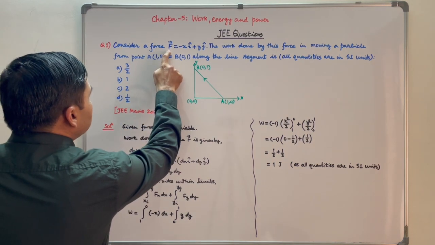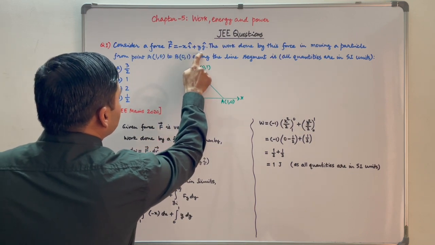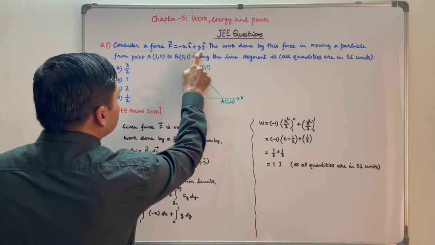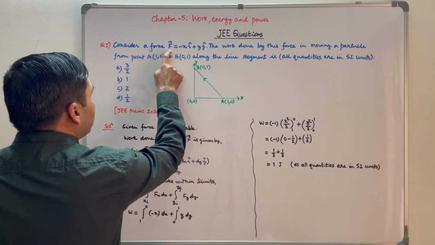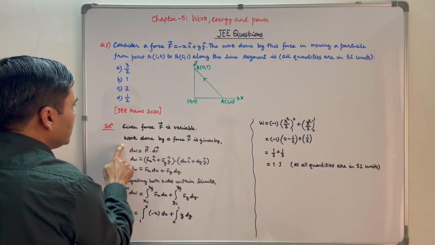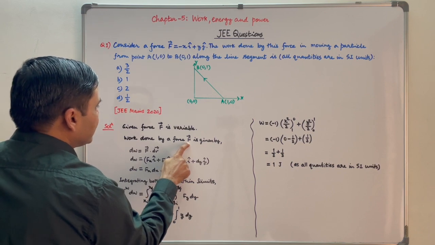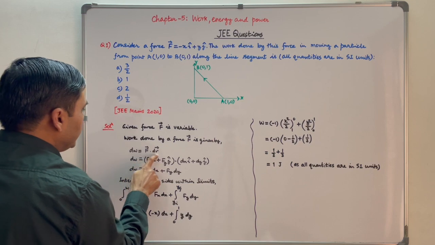Given force F is variable in nature. It depends on values of x and y. It can be written as F is equal to Fx i plus Fy j, that is horizontal and vertical components of force F. We know that work done by a force F in moving an object a small distance dr is given by dW is equal to F dot dr.